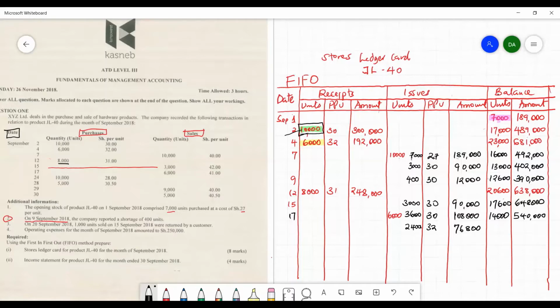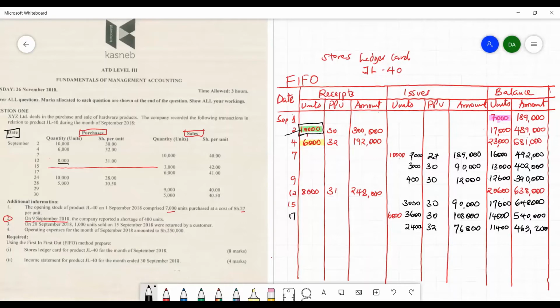We go ahead and deduct 2,400 from 14,000, so that we remain with 11,400. And subtract 76,800 from 540,000, so that we have 463,200. 463,200 as remaining.